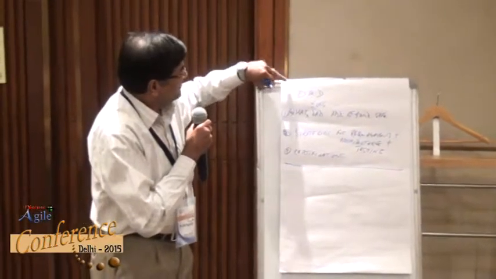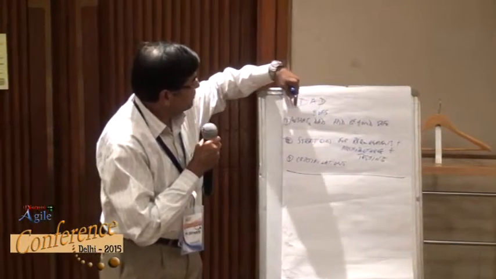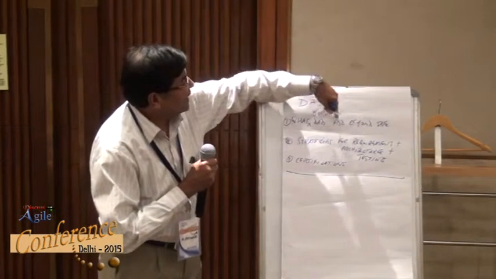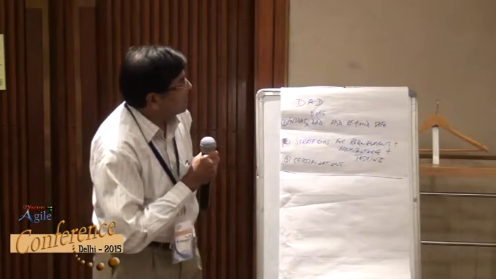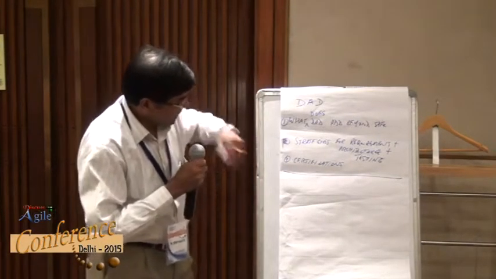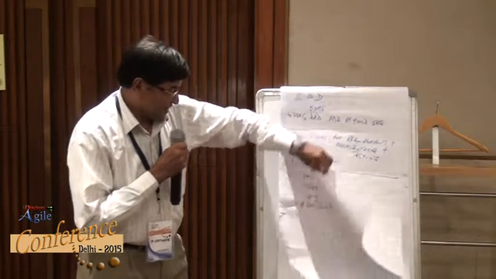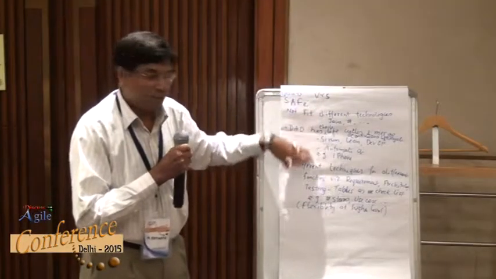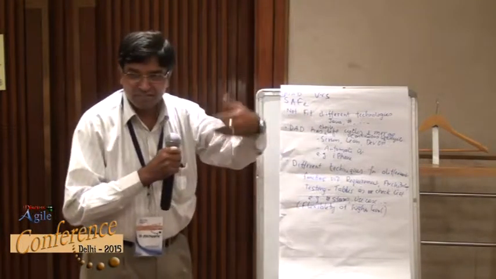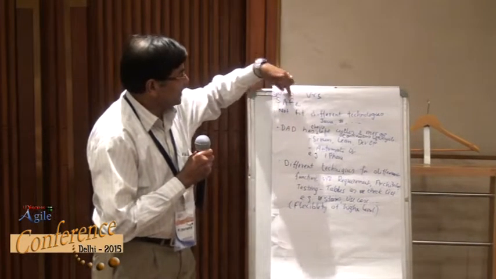We had a topic on DAD, Disciplined Agile Development. What does that add beyond SAFe? And the second one is strategies for requirements, architecture, testing, and the certifications basically. So when he was talking, I was just jotting down the salient points, and my friends also helped me. This is DAD versus SAFe, that's the first point.